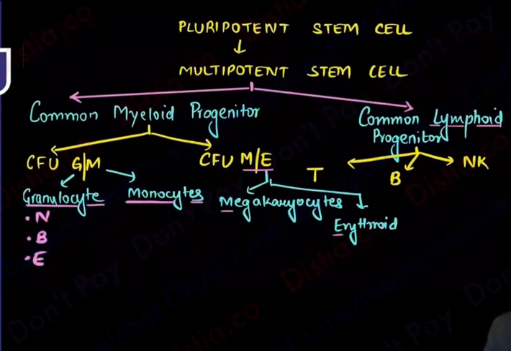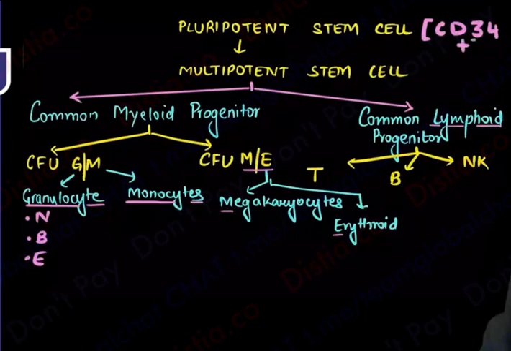For that, I will have to start from the beginning. Do you know that your pluripotent stem cell is CD34 positive? A very, very important question that you get in the paper. It is CD34 positive. After that, you would obviously want to know all of these.